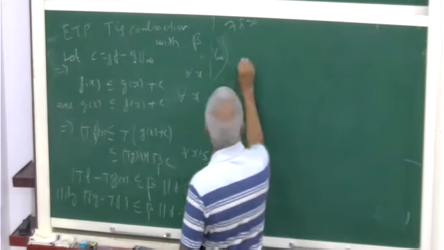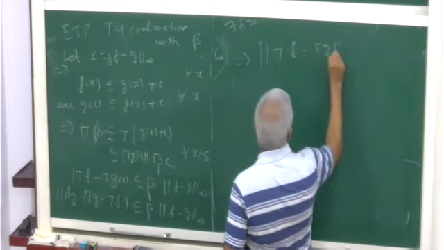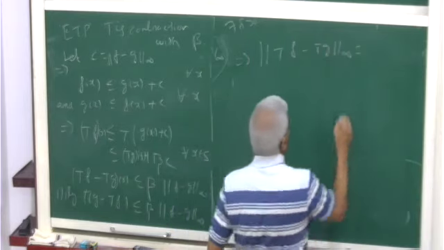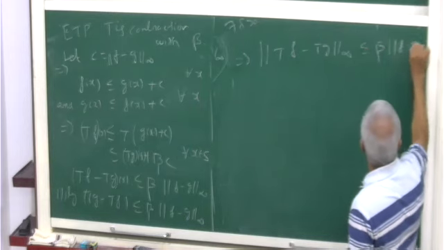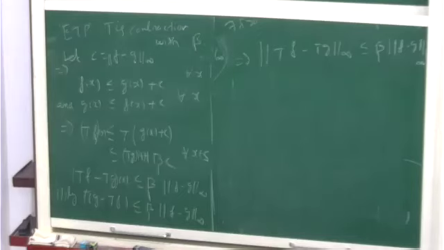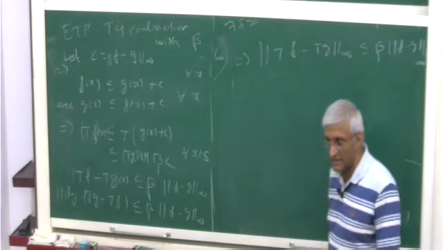So these two imply that the norm of T of f minus T of g infinity is less than or equal to beta times the norm of f minus g infinity. That's all. It's true for all x, so we can do that. That's the definition of this.